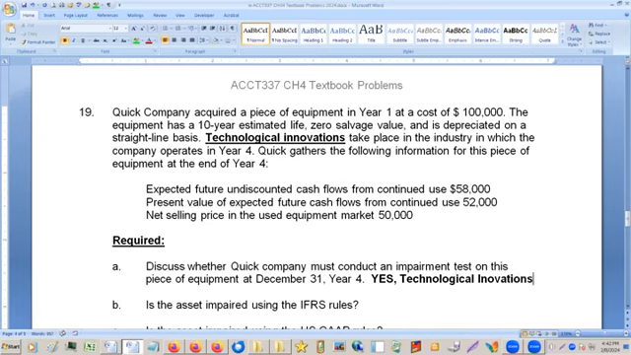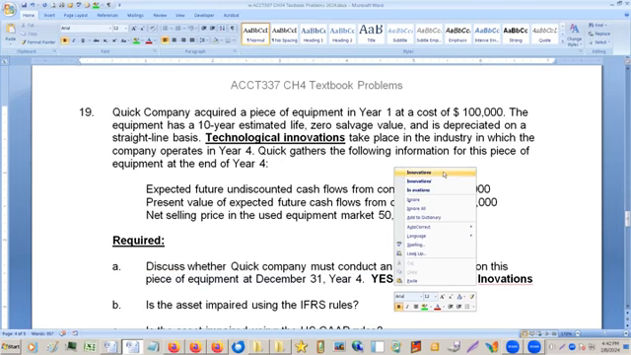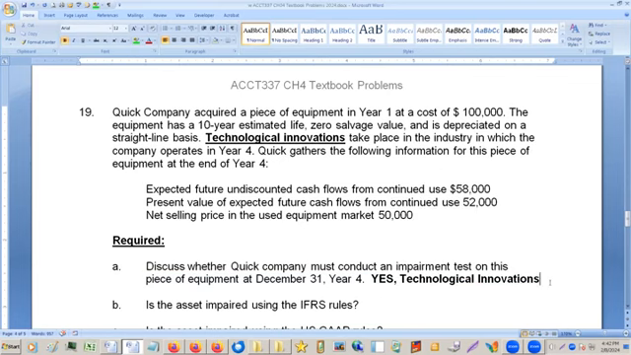Oops. All right, so we're going to do it now. How did I misspell it? Oh, I left off an N.